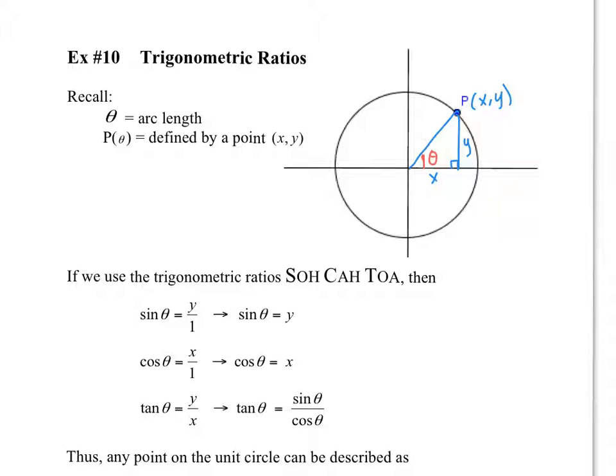If we use the trigonometric ratio SOHCAHTOA, which you learned in grade 10, we have sine equals y over 1. So again, we're going to talk specifically about the unit circle, but it doesn't have to be the unit circle. If we do have the unit circle, sine theta will be equal to y opposite over 1, and y over 1 is y. Cos is equal to x over 1, so the cos value is x. And the tan ratio is opposite over adjacent, which is y over x. So the same thing as saying sine over cos, because if sine is y and cos is x, then y over x is sine over cos.